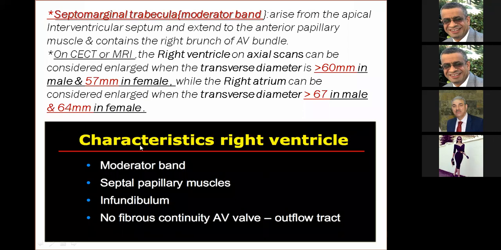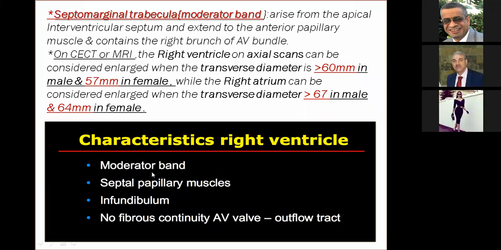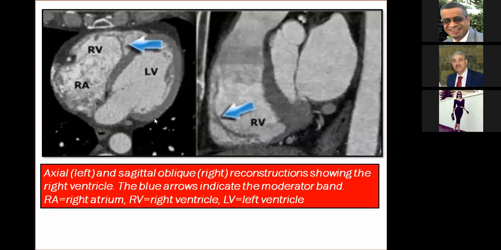So the characteristic shape of the right ventricle is defined by the moderator band, the septal papillary muscle, the infundibulum, and it has no fibrous continuity with the atrioventricular valve. This is the outflow tract. So this is an axial CT, axial image on the left and sagittal oblique on the right, showing the right ventricle with the moderator band, the right atrium, and the left ventricle.